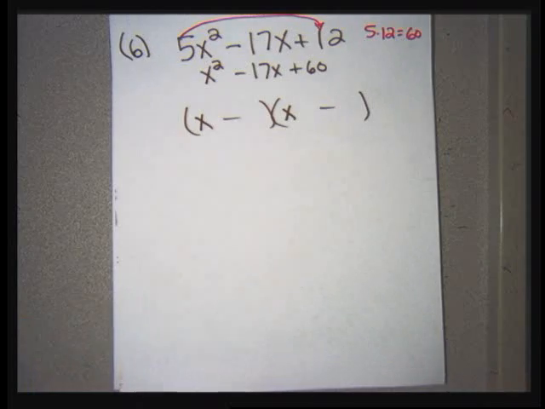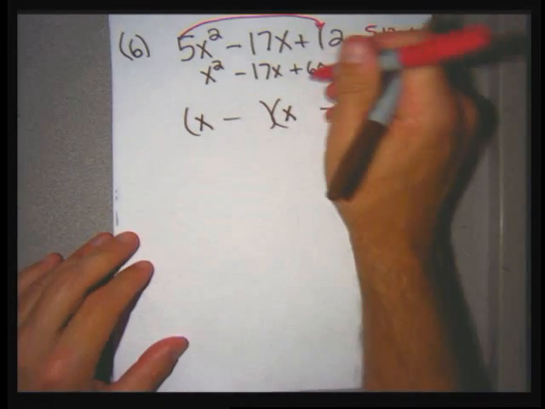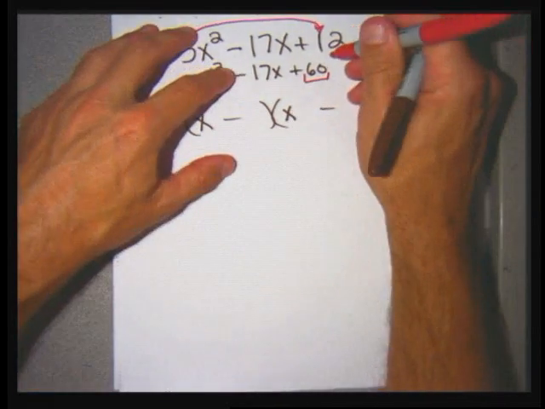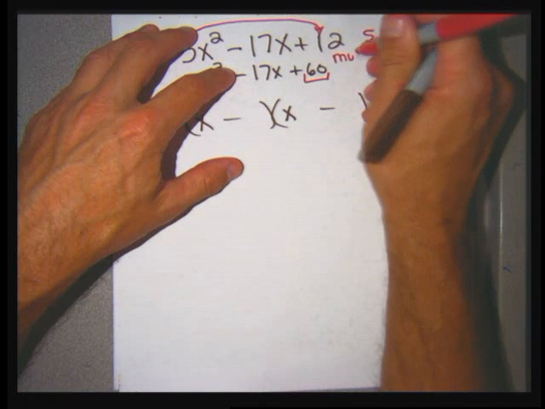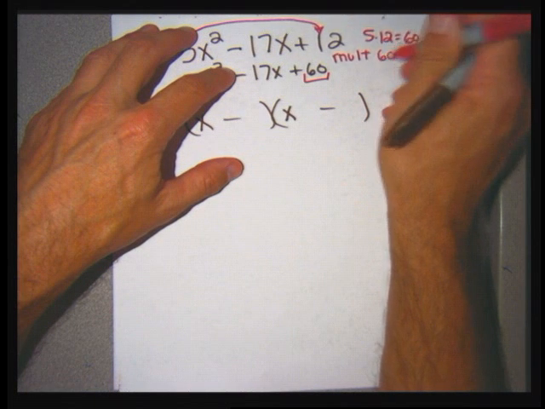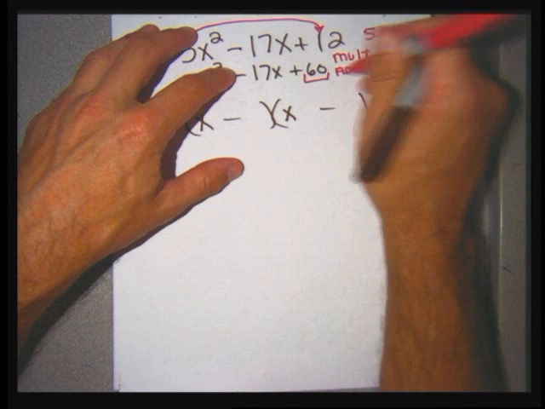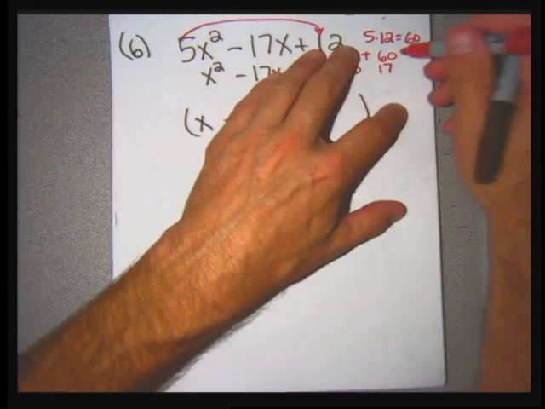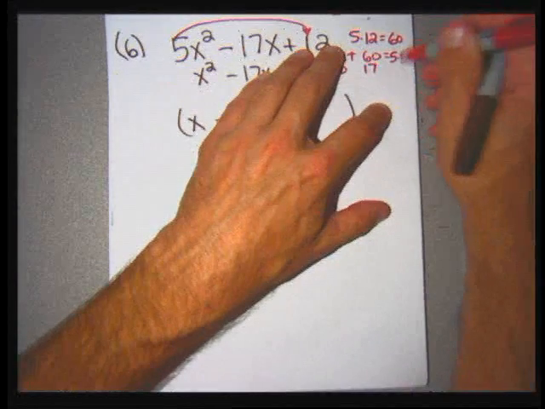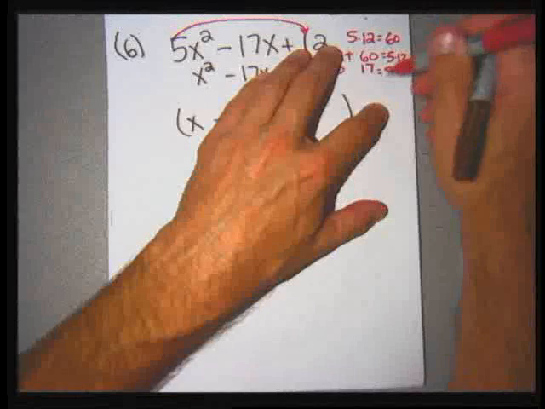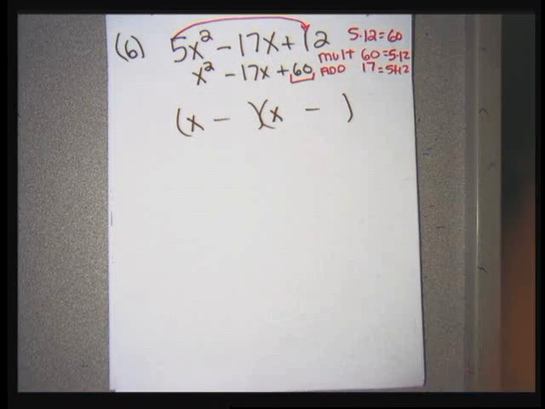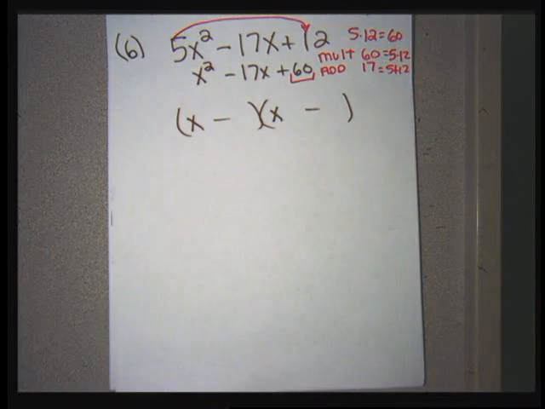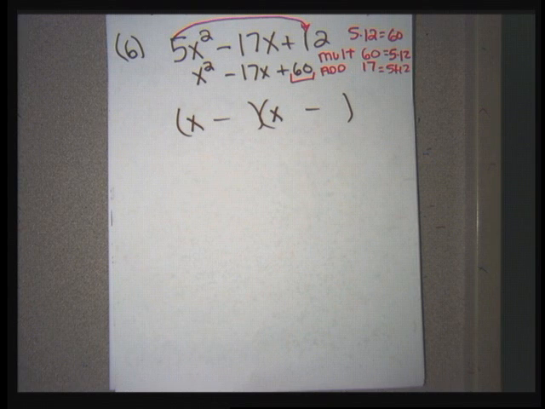And now I need to work on my lasts. This 60 is going to be important because my lasts have to multiply to 60. And the keyword is add when the signs are the same, and they have to add to 17. And that's what 5 and 12 do perfectly for me. 5 times 12 is 60, and I'm adding, and 5 plus 12 is 17. I don't have to worry about the signs because I have the signs in, and when the parentheses have both plus signs or both minus signs, it doesn't matter where you put the numbers.